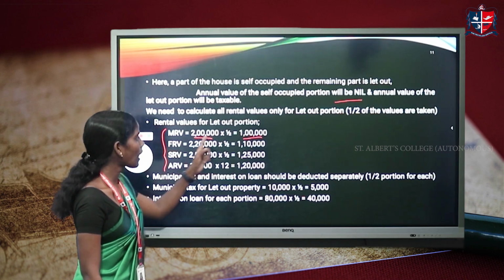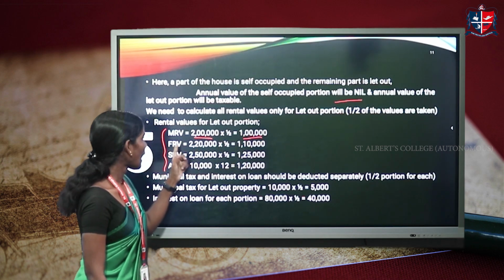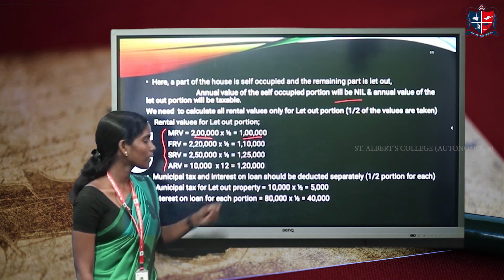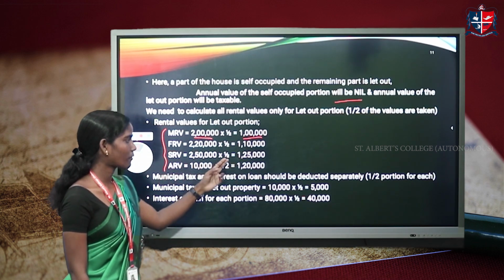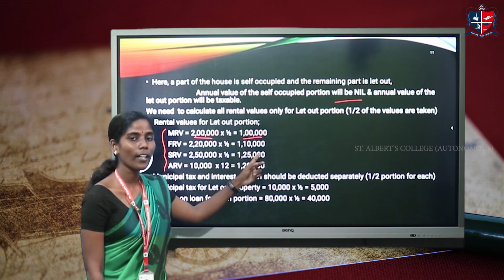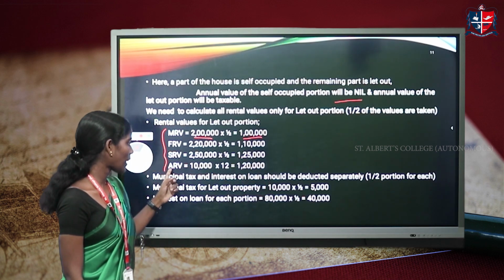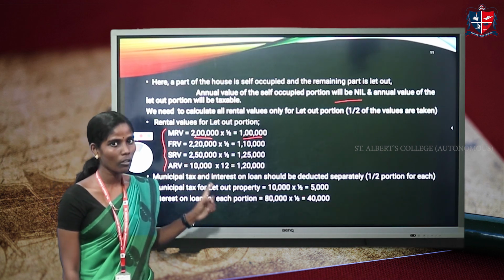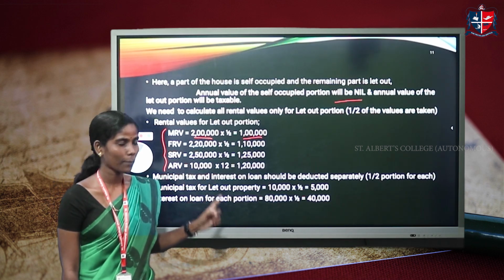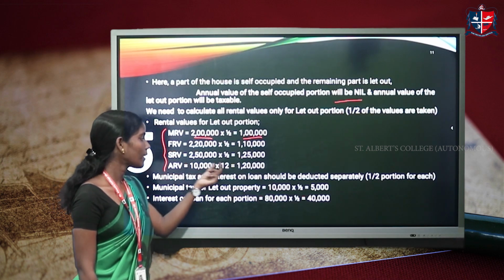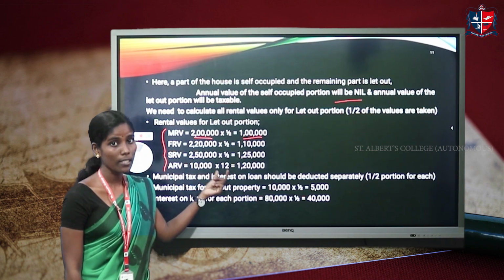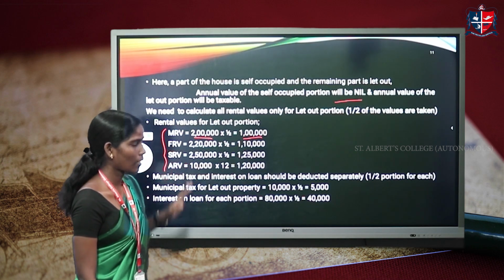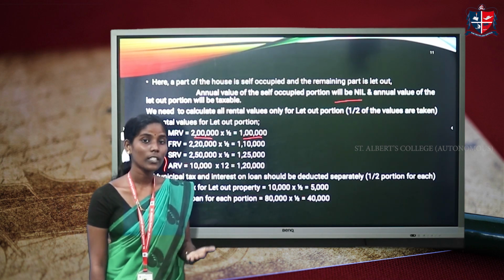So, MRV will be half of 2 lakh, that is 1 lakh. And FRV will be half of 2,20,000, that is 1,10,000. SRV will be half of 2,50,000, that is 1,25,000. And in case of ARV, we need not take any half portion because there is only rental value for let out house property. So we have to multiply 10,000 with 12 months. So we will get 1,20,000. So these are the rental values for calculating the GAV.